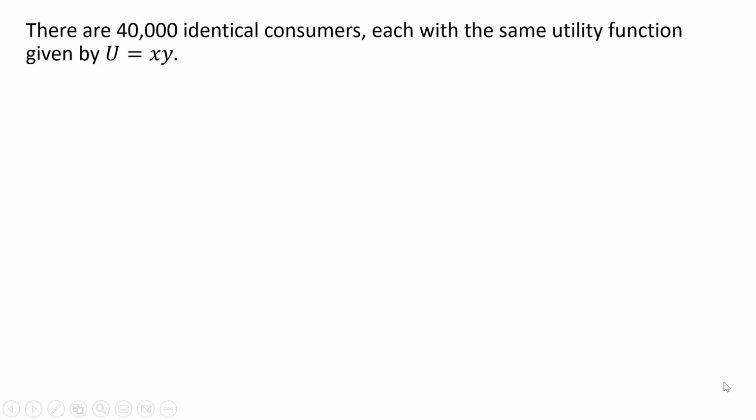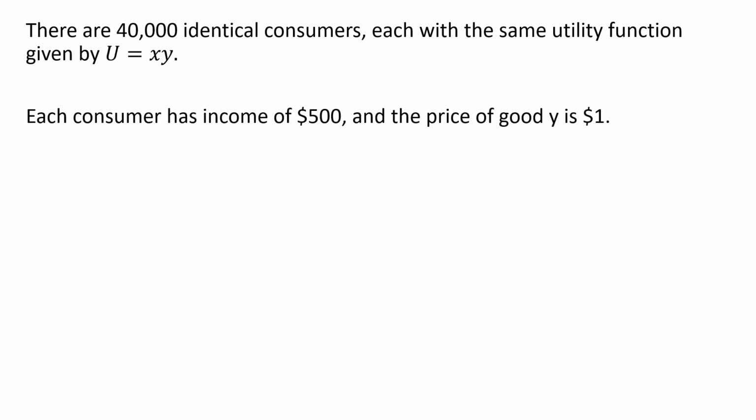There are 40,000 identical consumers, each with the same utility function given by the following. Utility equals X times Y. X is units of good X. Y is units of good Y. Each consumer has an income of $500 and the price of good Y is $1.